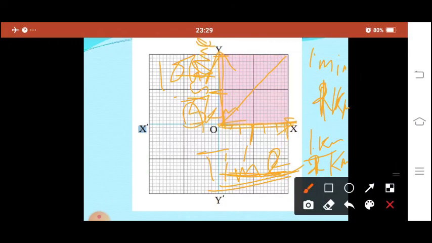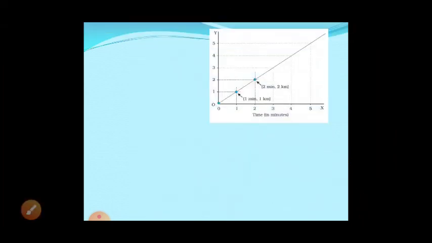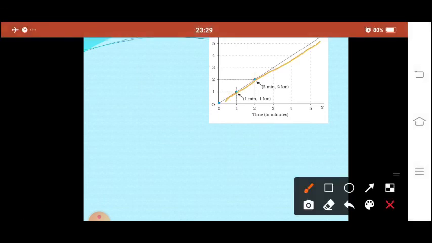When we plot the graph, we can see different types of graph. In this one, the time is in minutes: 1, 2, 3, 4, 5, so 1 minute, 2 minutes, 3 minutes. Here 1 kilometer, 2 kilometers, like this. In the first 1 minute the vehicle has traveled 1 kilometer. In 2 minutes, 2 kilometers. In 3 minutes, 3 kilometers. In 4 minutes, 4. So the graph you are getting is a straight line which touches the origin.